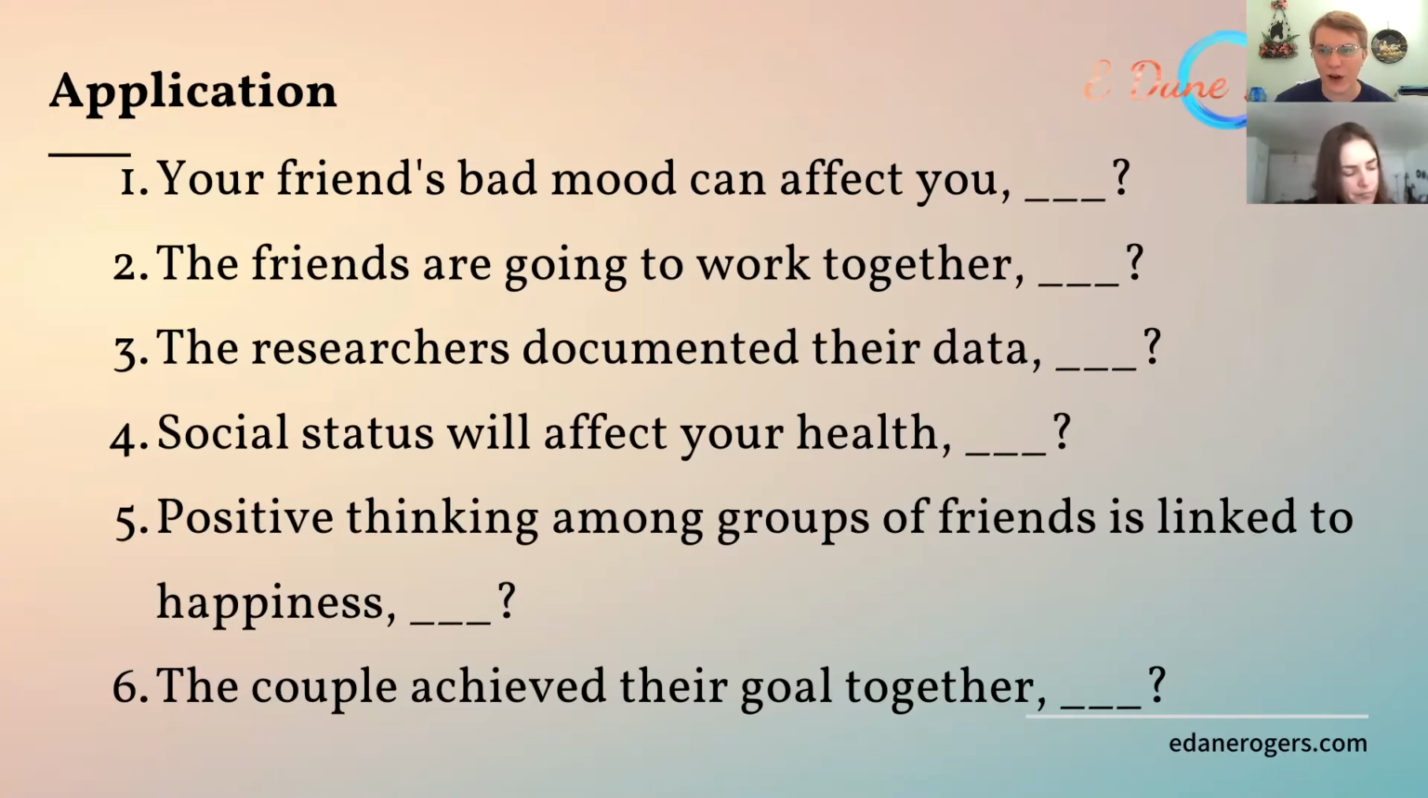If the intonation falls, this could almost be like a teacher speaking to her students where she's being polite, but she's still telling them what to do. She's asking it in a question form. But the purpose of the question is not to ask them a question, it's to give them a command, but a polite command. So if she uses falling intonation, the friends are going to work together, aren't they? She's not asking them yes or no, she's telling them this is what I expect of you. Yeah. Okay. Let's try number three. The researchers document their data. Good.